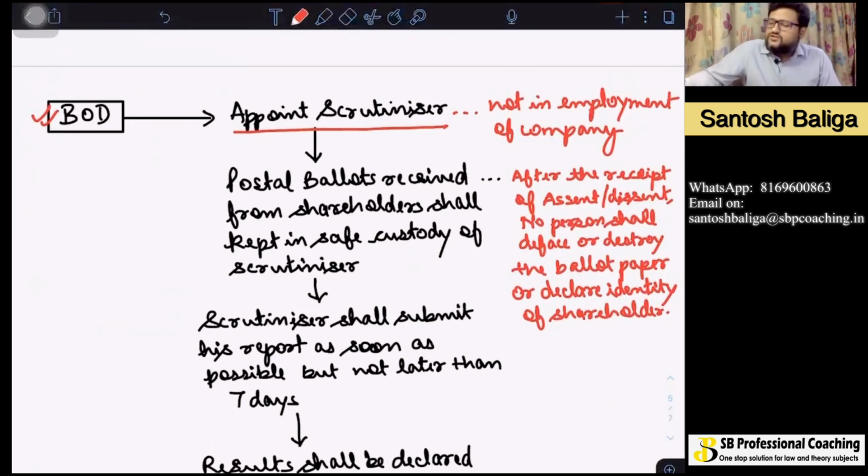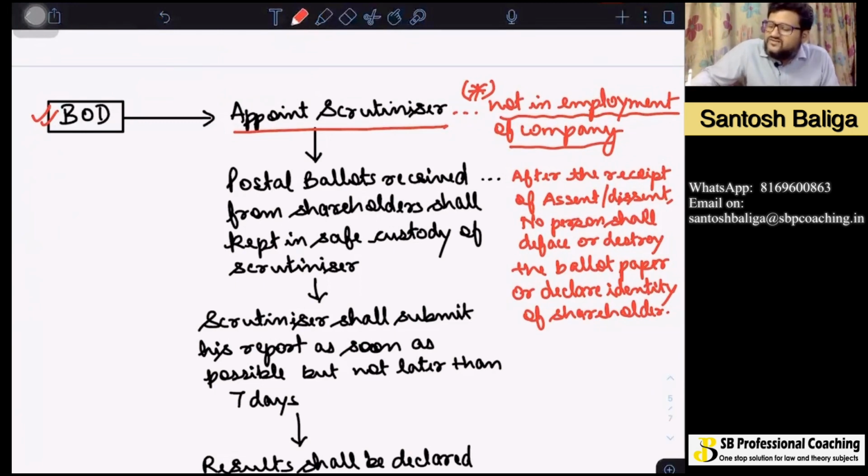Now, the scrutinizer shall not be in employment of the company. This is a condition, that the scrutinizer shall not be in employment of the company. And the board of directors should be of the opinion that the scrutinizer is well equipped and qualified to conduct such poll and conduct it in a fair and transparent manner. These are all points which were there in the e-voting provision also.